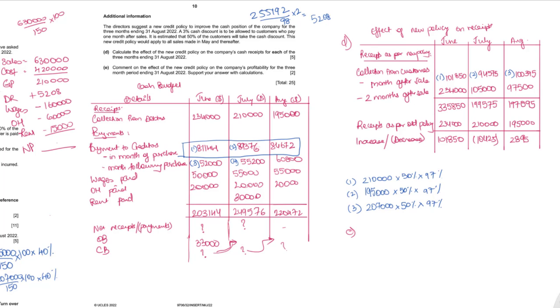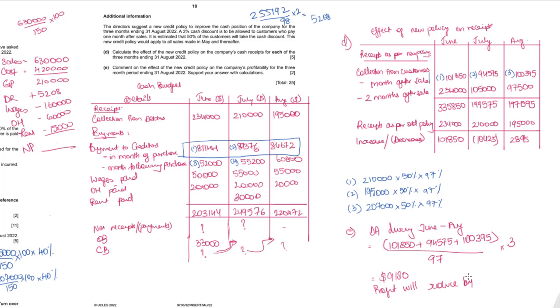So how can we calculate the discount allowed? Like we did for discount received, we are going to take a total of all the amounts collected under the discount policy, that is the 97%. We will divide it by 97 and multiply it by 3. So discount allowed during June to August will be equal to 101,850 plus 94,575 plus 100,395, the whole thing divided by 97 multiplied by 3. So 9180. So the effect is that the profit will reduce by $9,180. Simple. So that's it in the question.